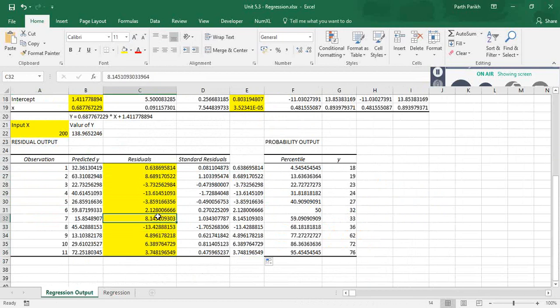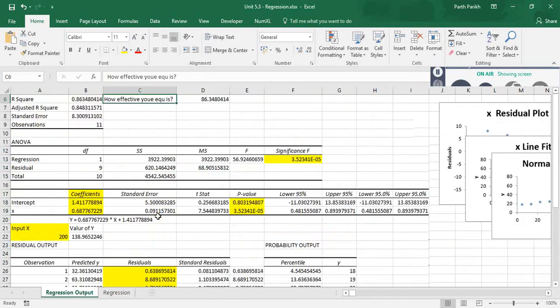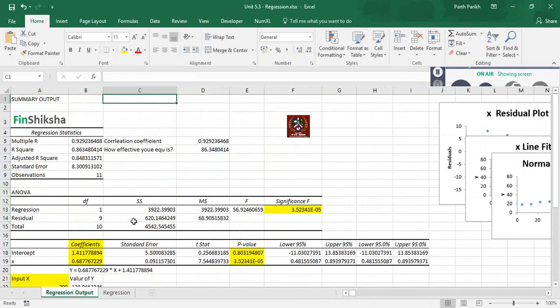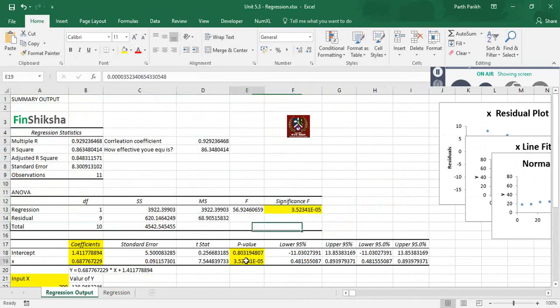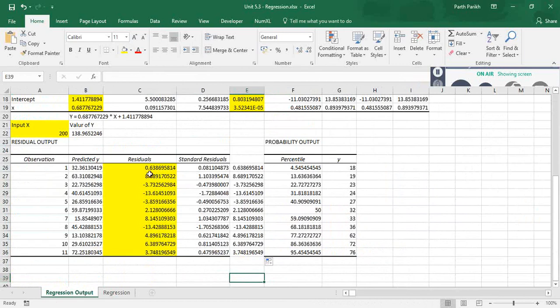So Excel goes step by step. It started with the entire regression, which is over here, whether the regression is good or not. Then it went into the individual variables, whether that particular variable is good or not. Then it went into individual entries, whether those particular entries are good or not. And depending on that, we can take a call.